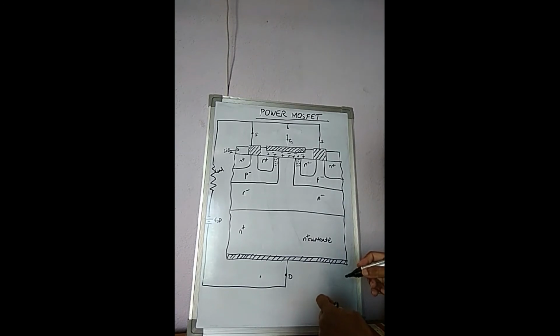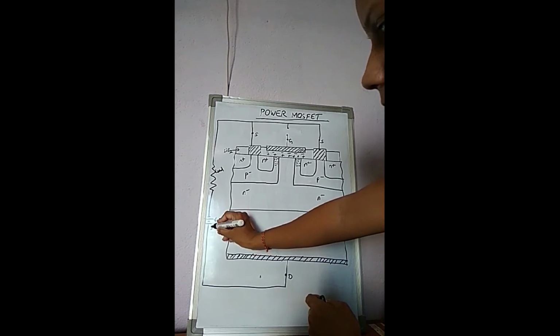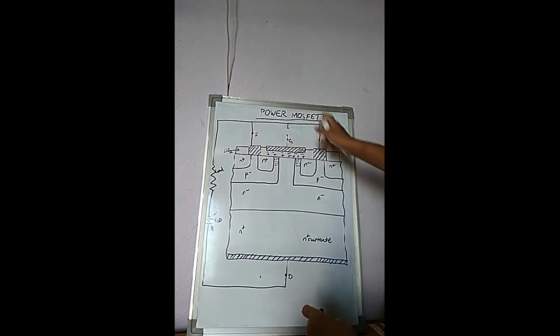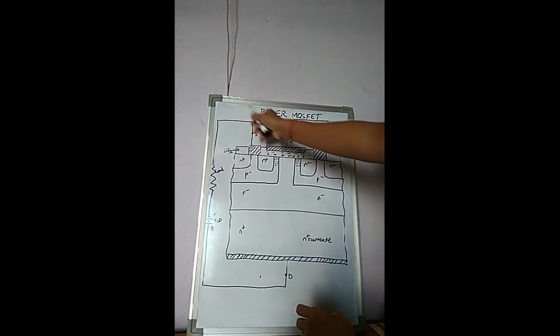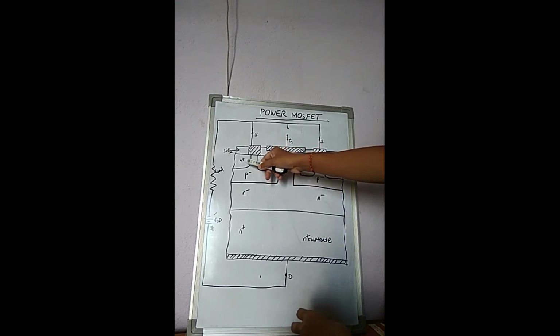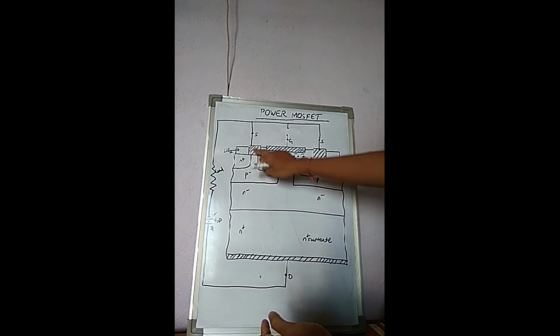Then what happens, VDD is present: the positive terminal is connected to the drain terminal and the negative terminal is connected to the source, because the gate is open. When the negative terminal is connected to this source through the metallic layer, the n plus p minus junction is forward biased. But the n minus layer is also connected to the source terminal through this metallic part.